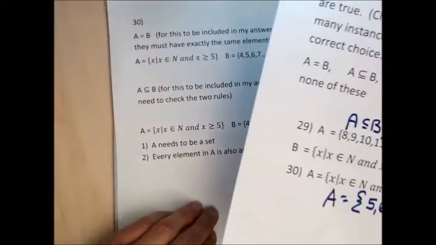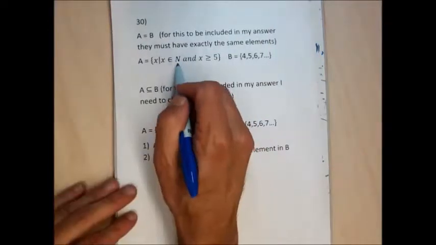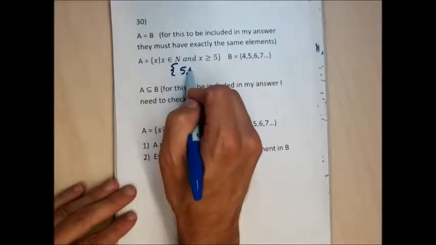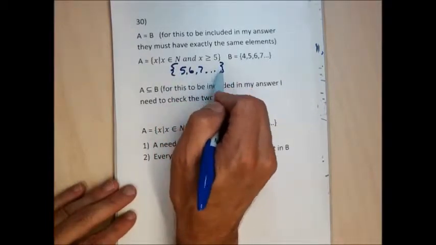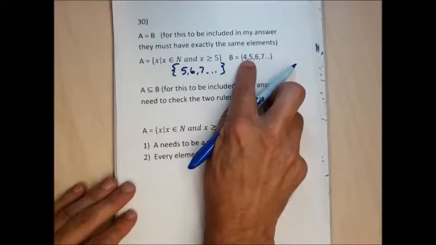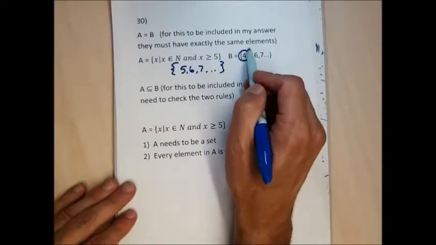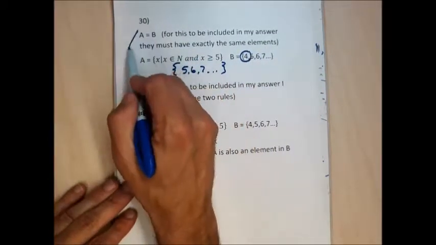So let me check to see if these sets are equal. Well, A starts at 5 and goes to infinity. B starts at 4 and goes to infinity. These aren't equal because B has a 4 that A doesn't have, so that's not going to be part of my answer.